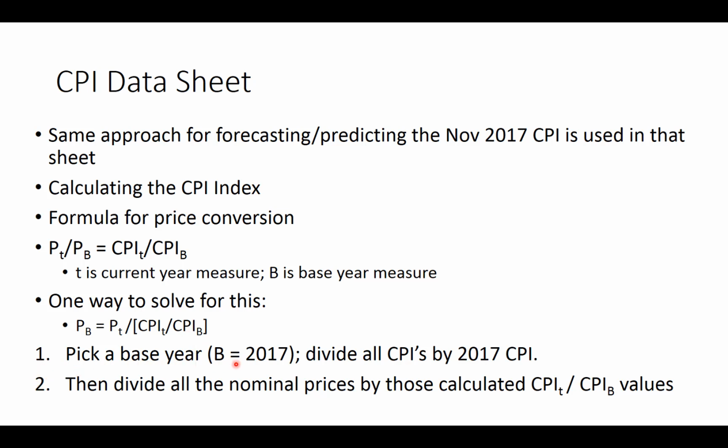One, we're going to pick a base year. We're going to let 2017 be the base year. Divide all the CPI data by that 2017 CPI value. Then we're going to come back and divide all the nominal prices by those ratios. Okay? PT, the nominal price, divided by this ratio, will give us our base year or real prices, or prices in 2017 dollars, sorry.